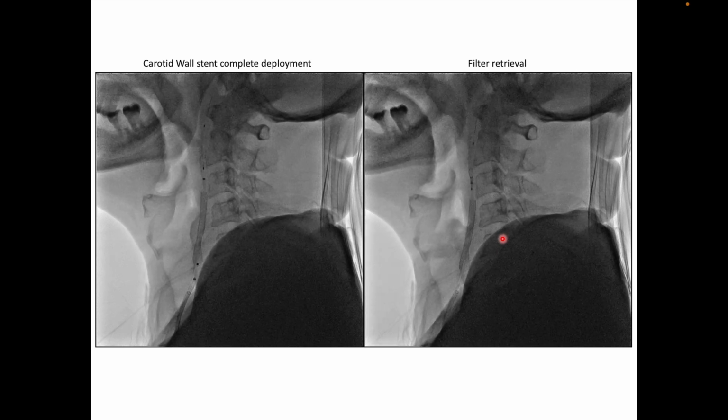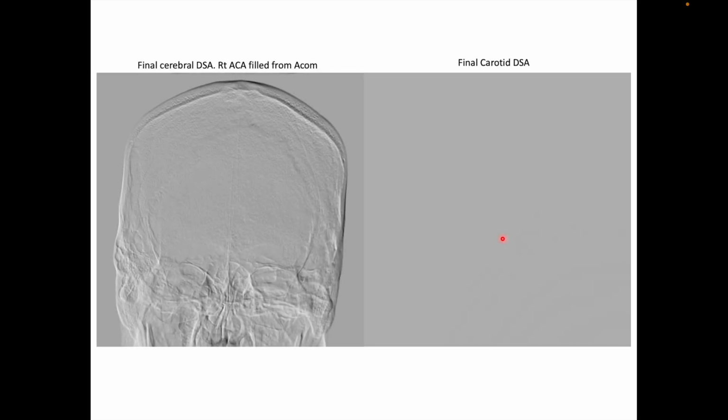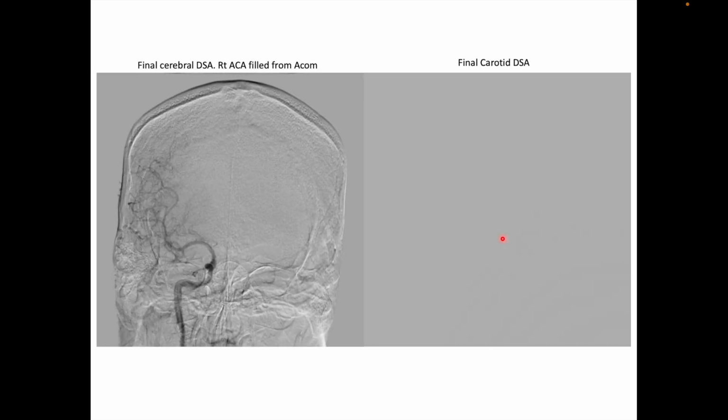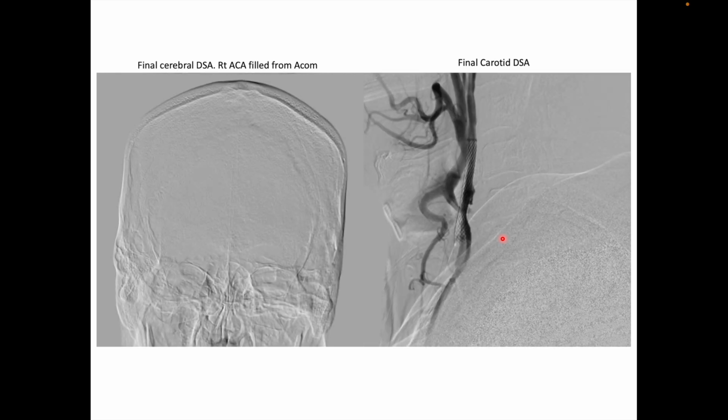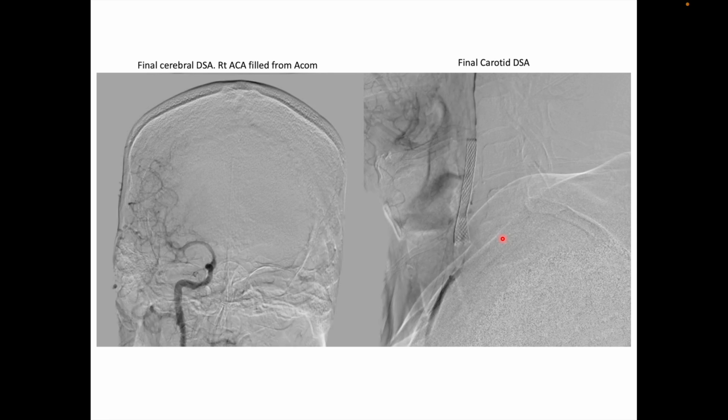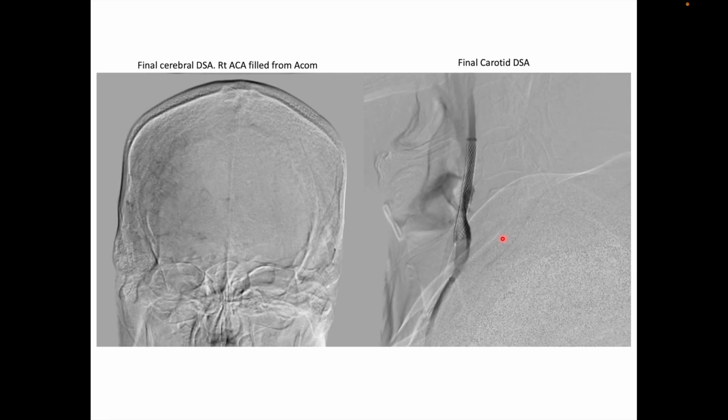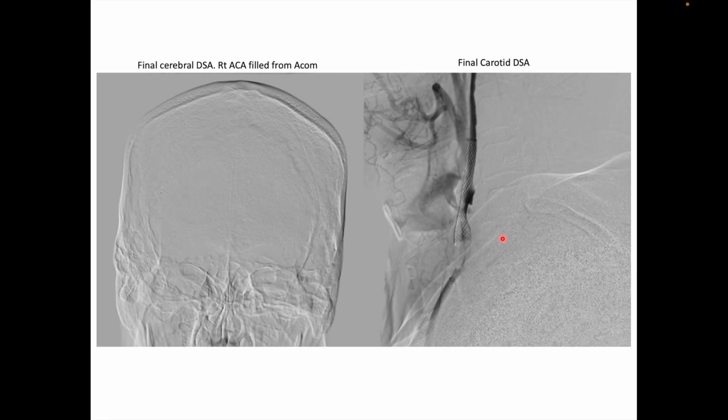Now you bring in the filter retrieval system, and you are retrieving Spider FX, and that is being retrieved. The whole system is being retrieved. You've done a pre-intervention cerebral angio, and now you do a post-intervention cerebral angio, and you confirm that all the vessels are patent, and you've seen the carotid.